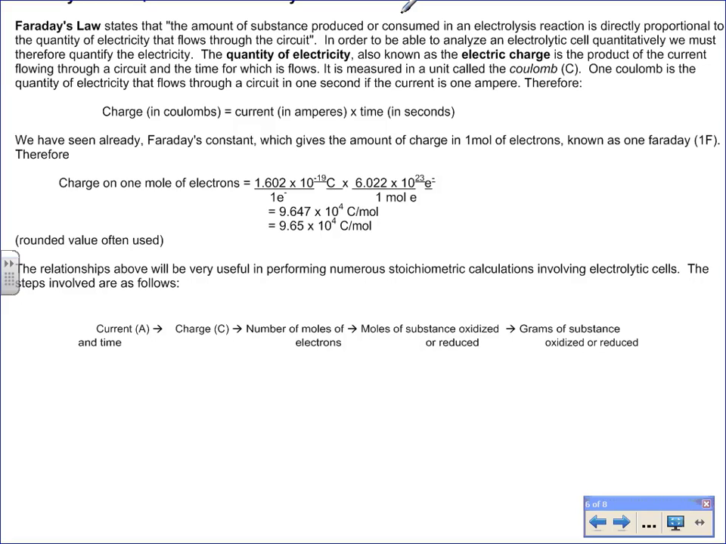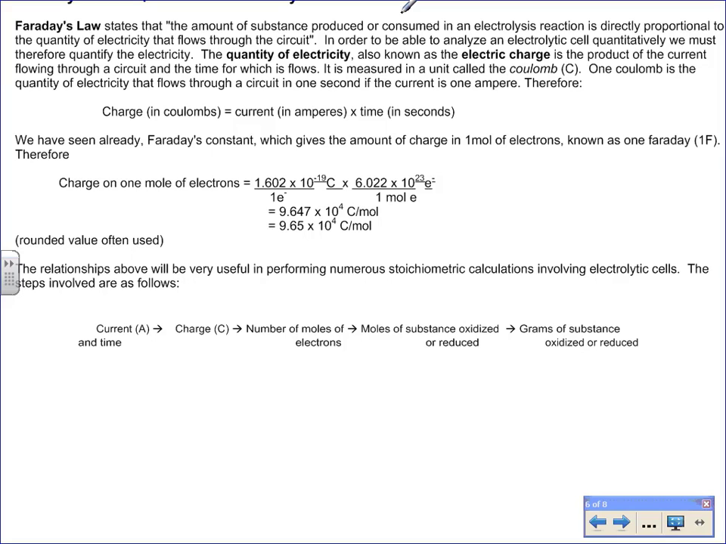If we want to look at Faraday's law in quantitative electrolysis, what Faraday's law states is that the amount of substance produced or consumed in an electrolysis reaction is directly proportional to the quantity of electricity that flows through the circuit. So in order to determine the amount of substance that's produced, we need to know the quantity of electricity that has flowed through the circuit.